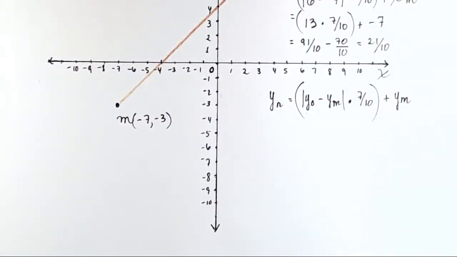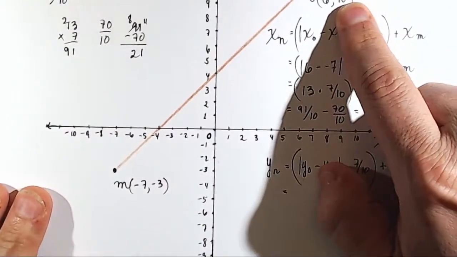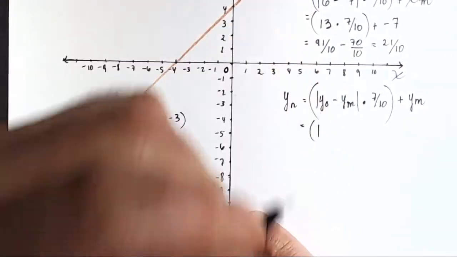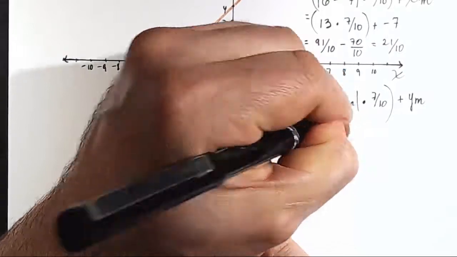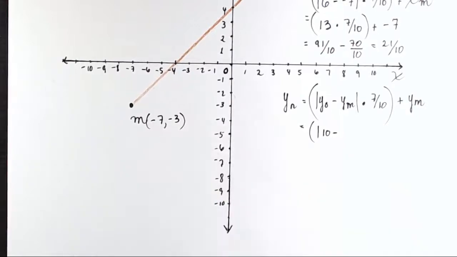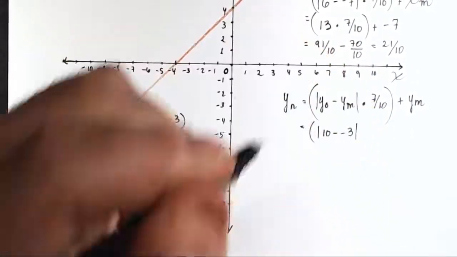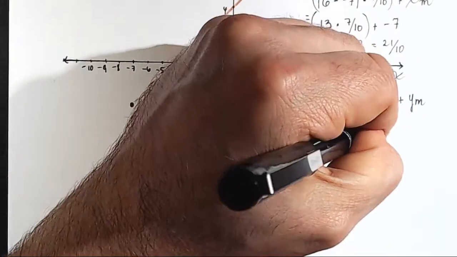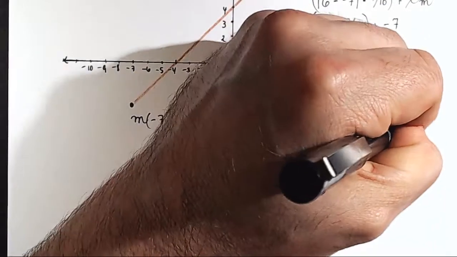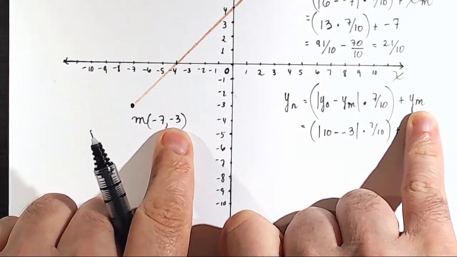All right, let's plug and play. So we'll plug in what y sub o is. That's 10. So y sub n equals, open parentheses, absolute value of 10 minus, and then y sub m is negative 3. So 10 minus negative 3. Close that absolute value there, multiplied by 7/10, and added back to the y sub m coordinate. So that would be negative 3.